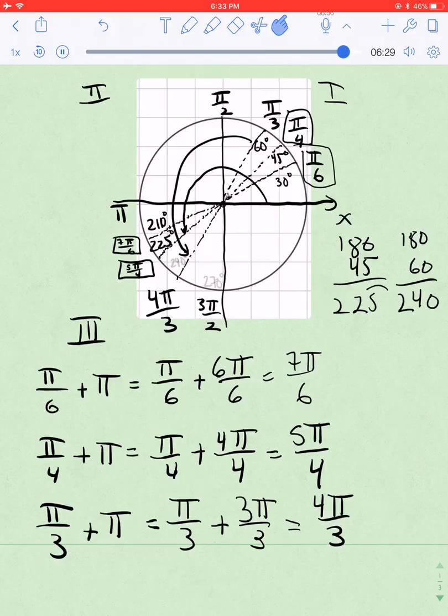So this angle here is 240 degrees, is equivalent to 4 pi over 3 radians. 225 degrees is equivalent to 5 pi over 4 radians. 210 degrees is equivalent to 7 pi over 6 radians. And of course, 3 pi over 2 radians is equivalent to 270 degrees.